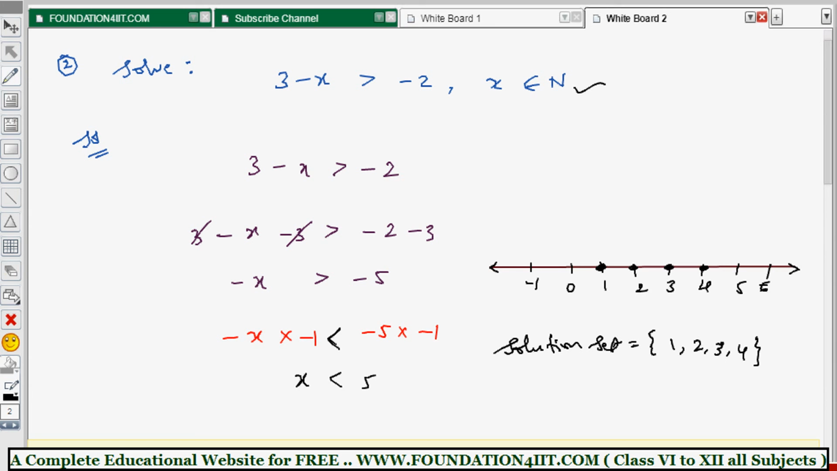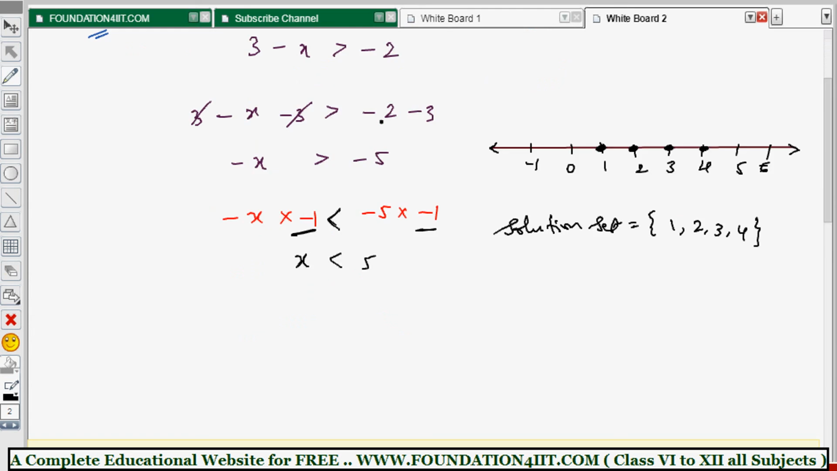For the black circles, you just fill them in. That's it. The important rule here is this one: when you multiply by a negative sign on both sides, you should change the inequality. Okay, with integers, I'll show one more question.